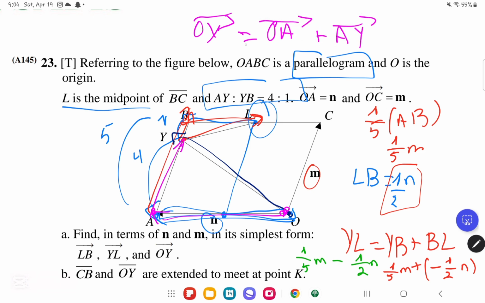We know OA is N. But AY is 4/5 of AB. And we know AB is parallel to OC. OC is M. That means AB is M. And AY is going to be 4/5 of AB, so it's going to be 4/5 of M. So very simply, AY is 4/5M. You add them together and you get that the value of OY is N plus 4/5M. Very simply, that is it for part A.